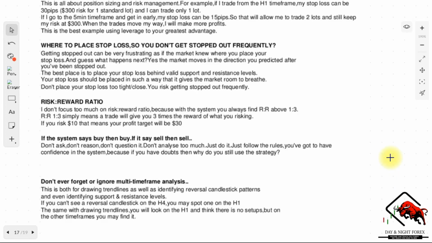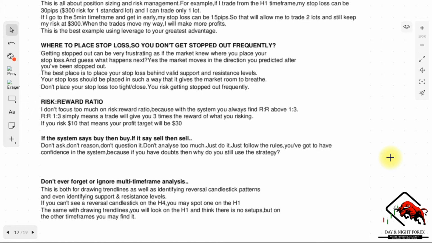Okay, so another important thing is where to place your stop loss, so you don't get stopped out frequently. If your stop loss is very close to your entry, you will get stopped out many times, and this might lead to your account being blown. Getting stopped out can be very frustrating, as if the market knew where your stop loss is. This is what we call stop loss hunting and other stuff, but frequently it's just because your stop loss is very close to your position, so it will be taken out very often.